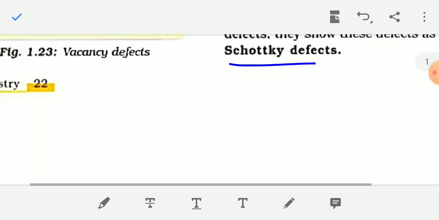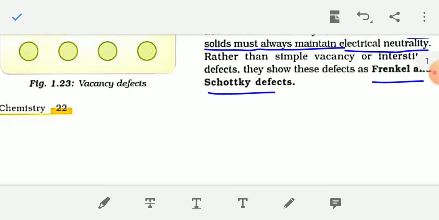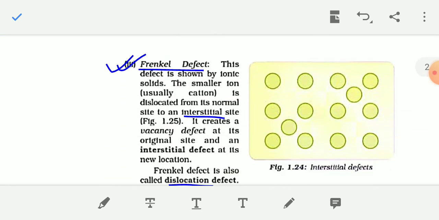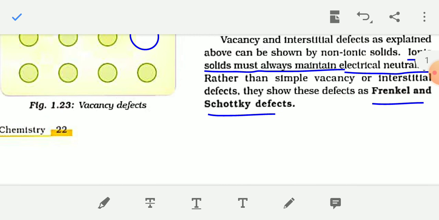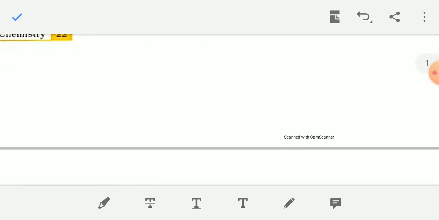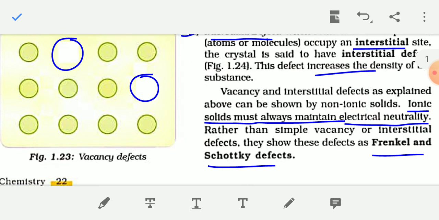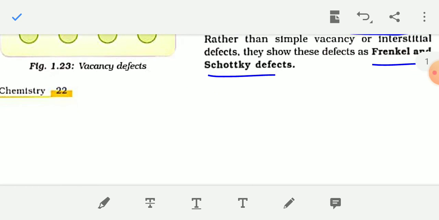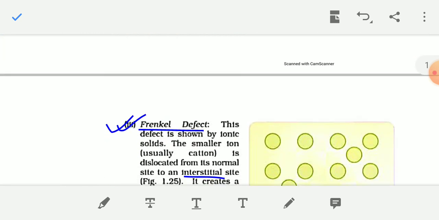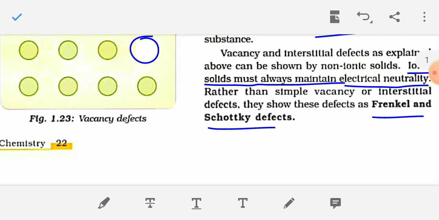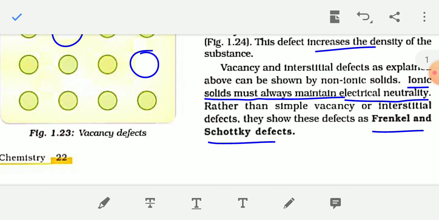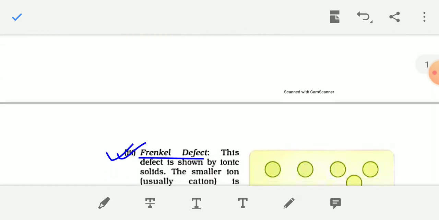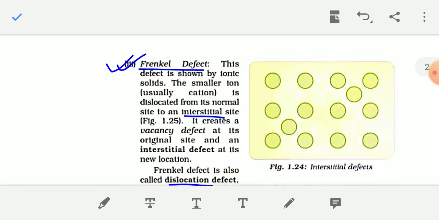Now see two types of important defects. One is Schottky defect, another is Frenkel defect. These are basically vacancy defect and interstitial defect found in ionic crystals. Okay, so see what is Frenkel defect.